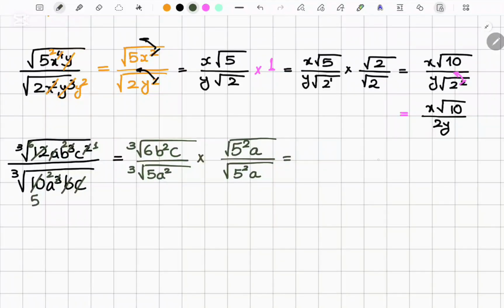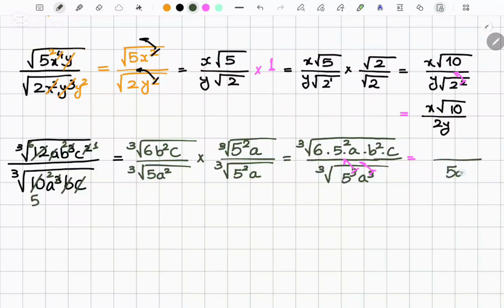Then the numerator is going to get multiplied by the numerator. So it's going to be 6 times 5 to the power of 2, a, let me write times like this, b squared and c. And in the bottom, I'm going to have 5 to the power of 3 and a to the power of 3. This space comes out, this space comes out, and that's what I wanted in the first place.